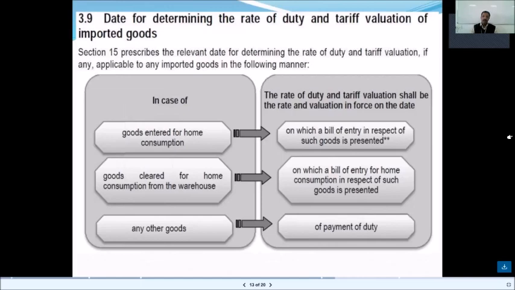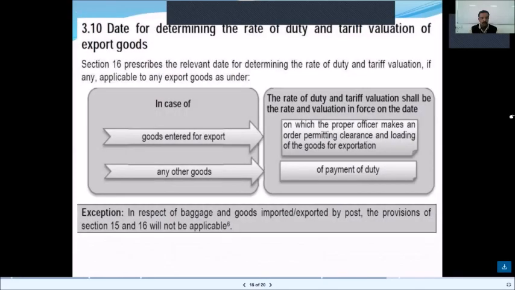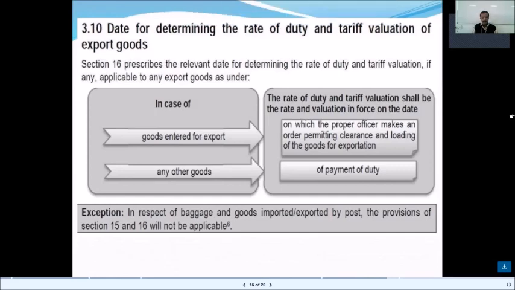Goods cleared for home consumption from a warehouse: the date on which a bill of entry for home consumption in respect of such goods is presented. And any other goods, on the date of payment of duty. For exported goods under section 16, this is the date: in case of goods entered for export, the date on which the proper officer makes an order permitting clearance and loading of the goods for exportation, and for any other goods, the date of payment of duty.